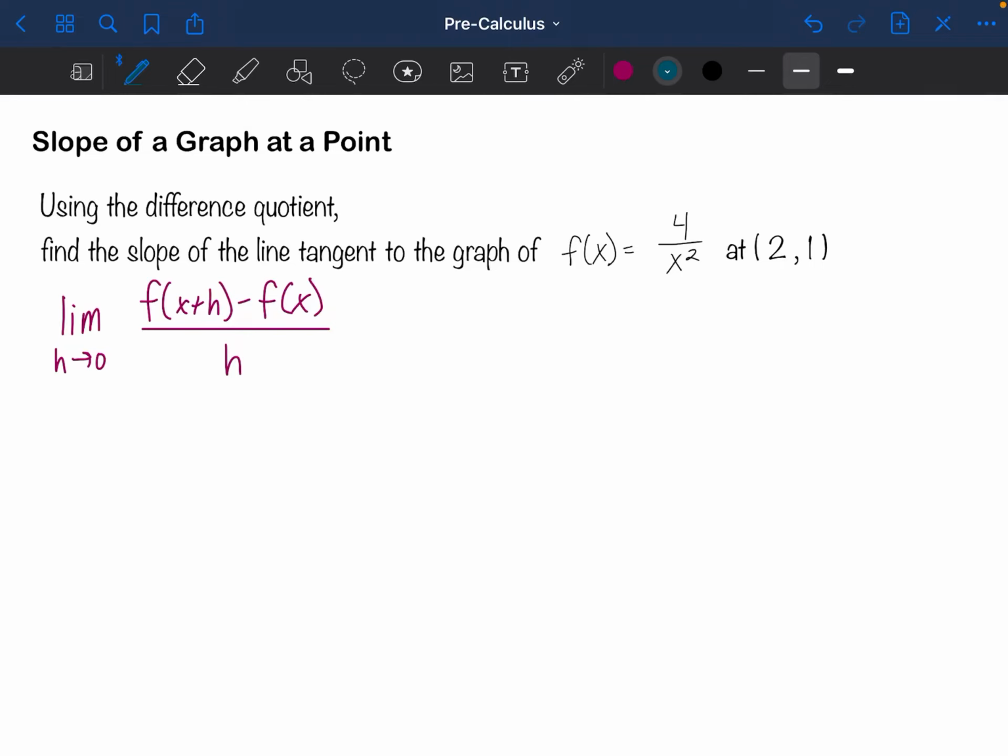Let's figure out the slope of a graph at a given point. So using the difference quotient, we're going to find the slope of the line tangent to the graph of f of x equals 4 over x squared at the point (2, 1). What we're doing here is finding the derivative.